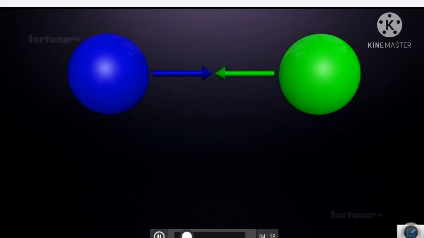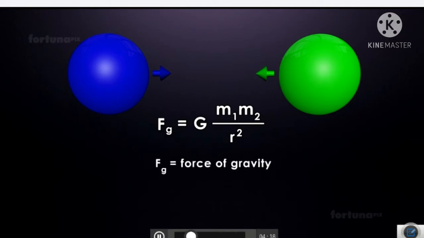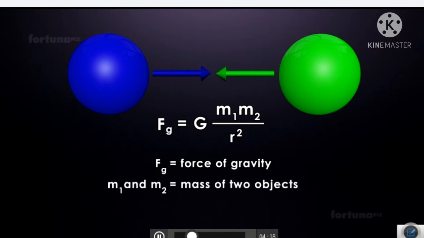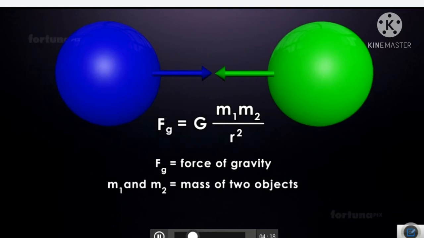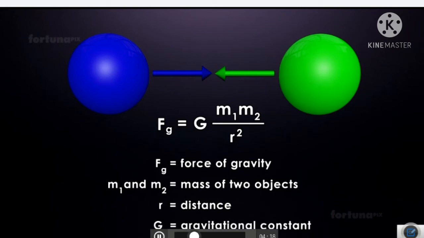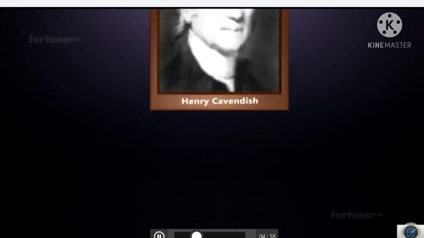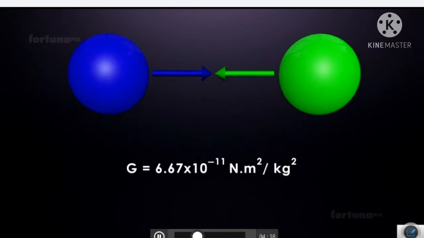Newton's law of gravitation can be expressed in an equation. Fg is equal to G multiplied by m1 multiplied by m2, whole divided by r squared, where Fg is the force of gravity between two objects of mass m1 and m2, r is the distance between the centers of the two masses, and G is the gravitational constant. The value of G was determined by scientist Henry Cavendish as G is equal to 6.67 times 10 power minus 11 meter square per kilogram square.